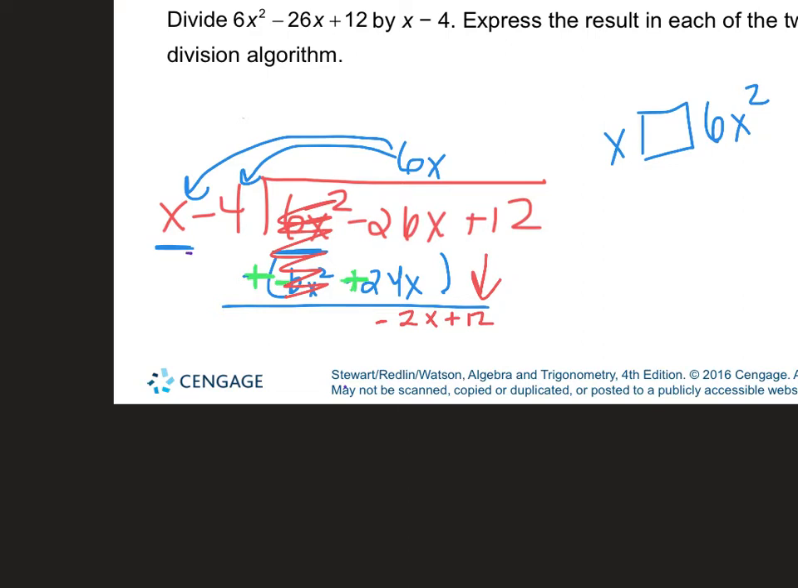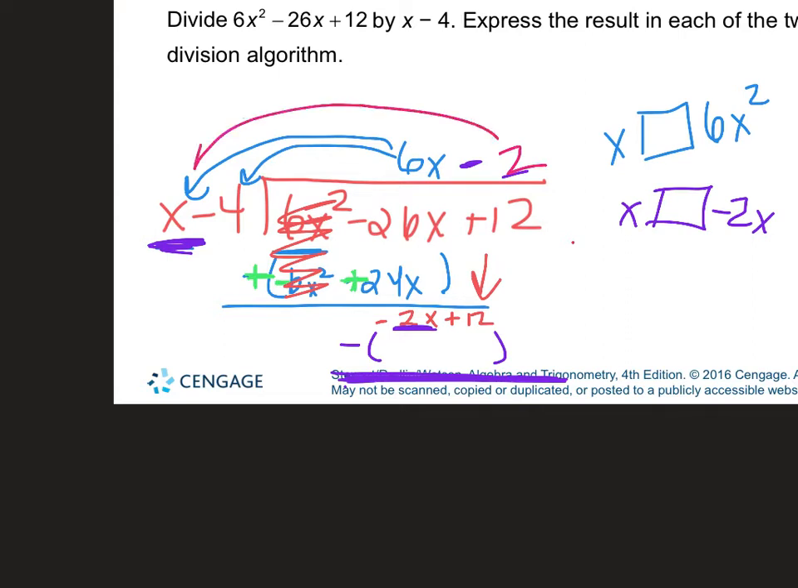First term into first term. x times what gives you negative 2x? Negative 2. So I put negative 2 here. Before I do my multiplication, let's get our subtraction set up. So I remind myself that I have to distribute that negative. So I say negative 2 times x is negative 2x. Negative 2 times negative 4 is plus 8. So like we just said, before we can subtract or combine like terms, we have to change the signs. So I have 12 minus 8 is 4.